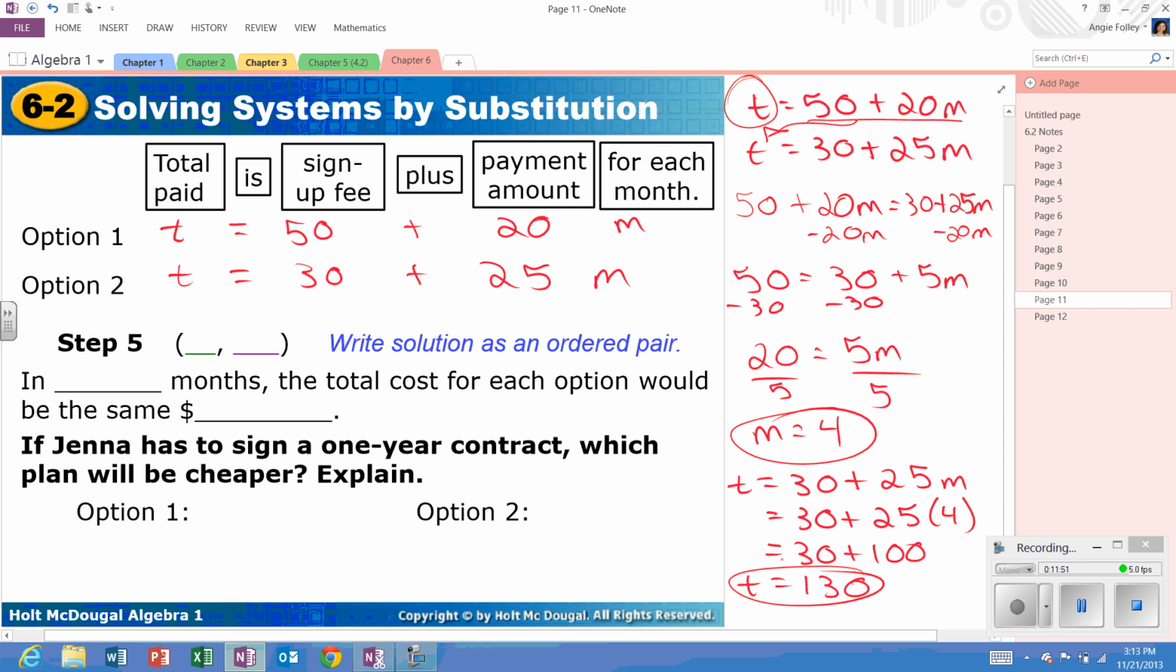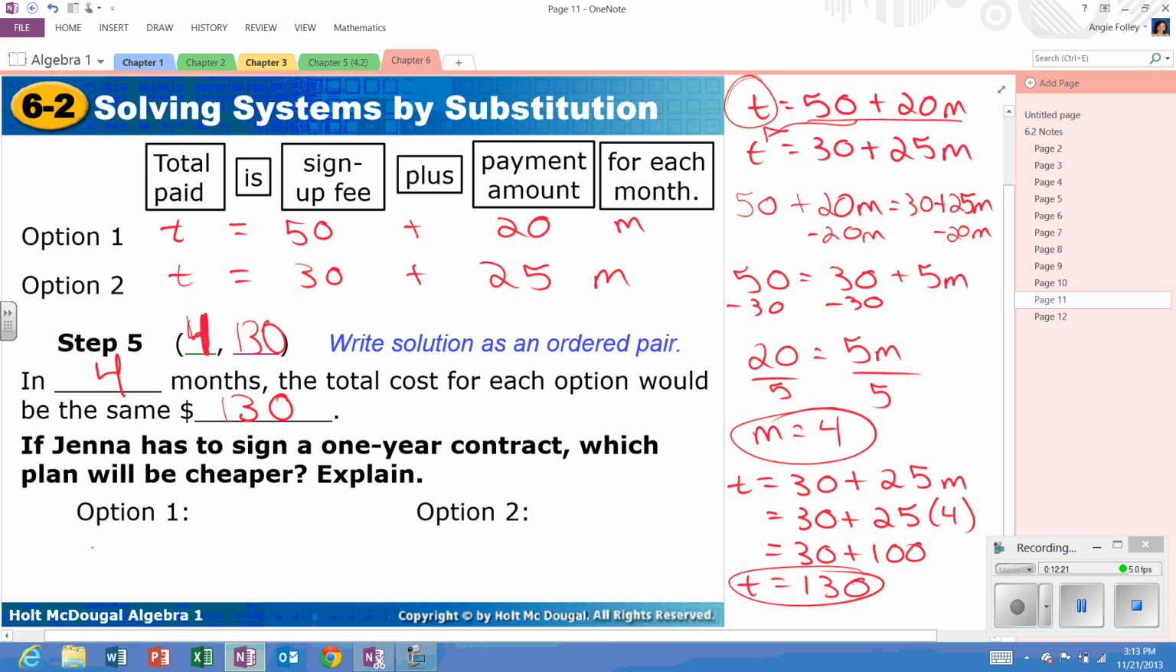So my solution is that at 4 months, I will be at the same total of $130. So in 4 months, the total costs will be the same at $130. Okay? Now, the second part of the problem said if Jenna has to sign a 1-year contract, which one will be cheaper? Because even though they're the same at 4 months, it's not always going to be equal. One plan will be better in the long run.